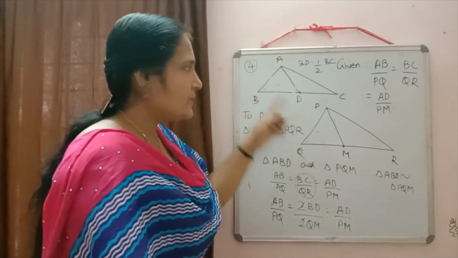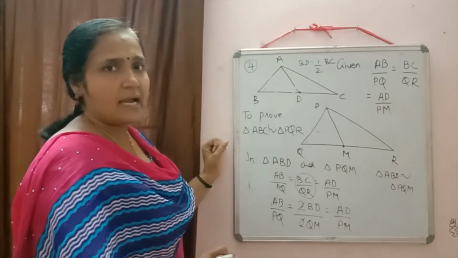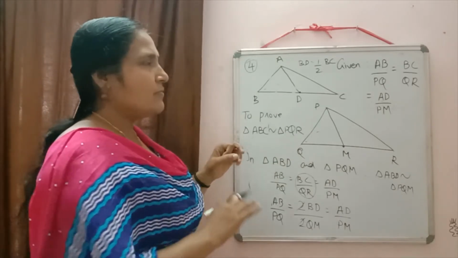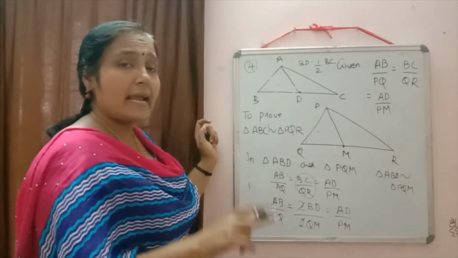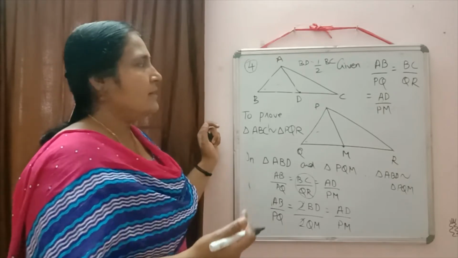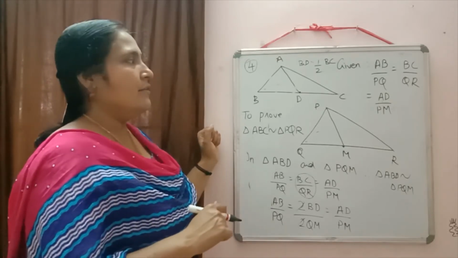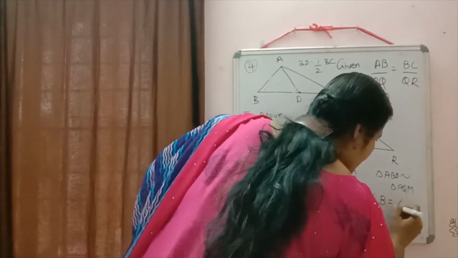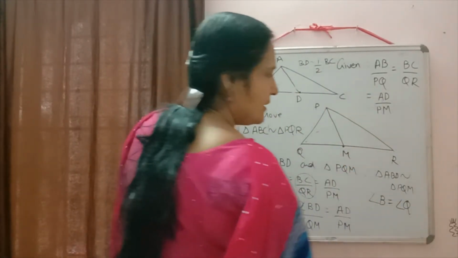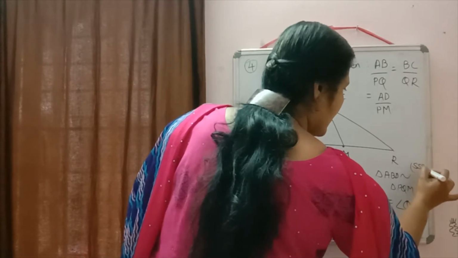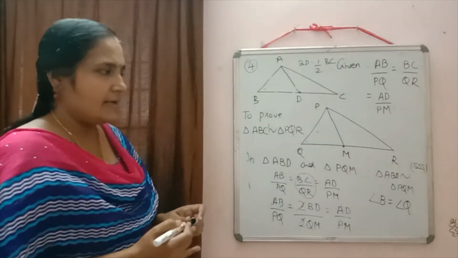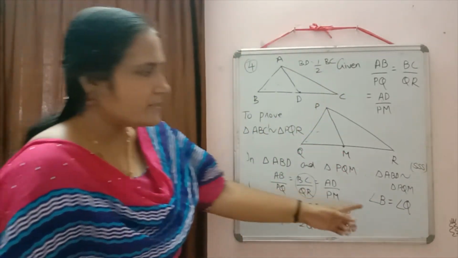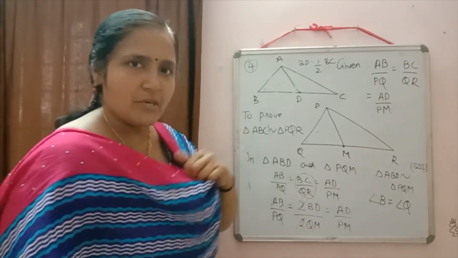If both the triangles are similar, corresponding angles will be equal. We will not write all the angles, only the angle which we need. Which angle do we need? We need angle B. So we will write angle B is equal to angle Q. Here just write down the naming, SSS criteria. So we are getting angle B is equal to angle Q.